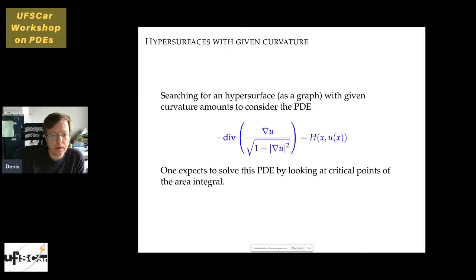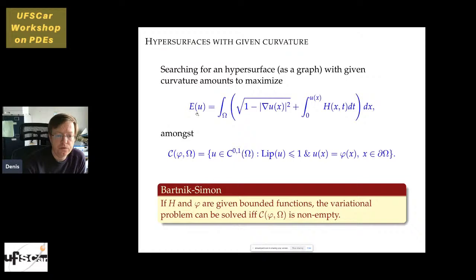If you define now this energy E of u, which is the area integral plus the primitive of h, and you look at critical points of this, and I wrote it as a geometer here because in this case you don't want to minimize, you want to maximize. And you want to prove that there are critical points of this in which set. So that's something David also used yesterday in his talk.